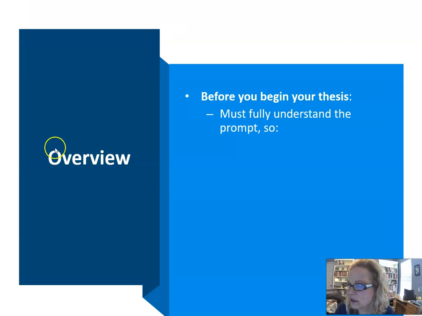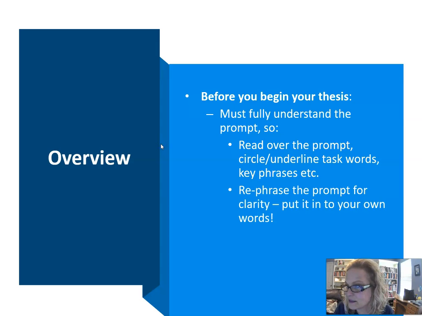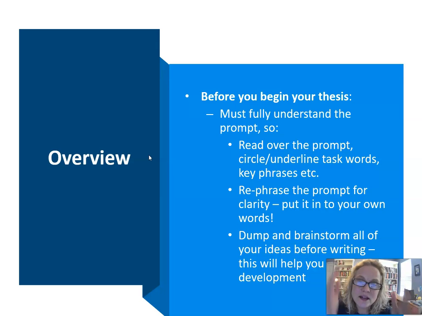All right, moving on here a little bit. Now we're going to talk about the thesis, which is like the crux, probably the most important part of your paper, in a history paper particularly. Okay, so what you should do, first of all, is make sure you understand what the prompt's asking you. Okay, read over it, circle it, underline key phrases, rephrase it in your own words in a way that makes sense. That's another idea. And do a dump and brainstorm. I cannot emphasize this part enough, okay?